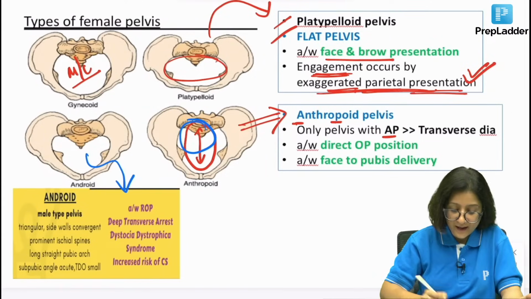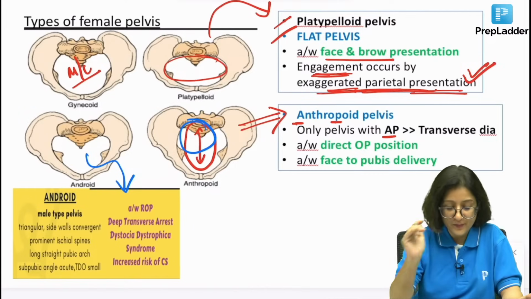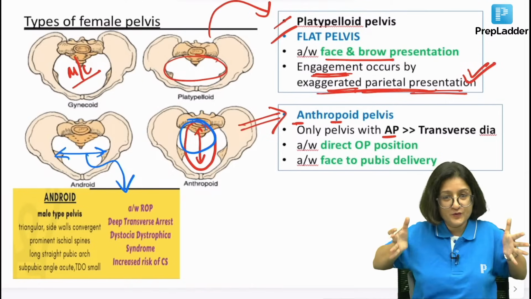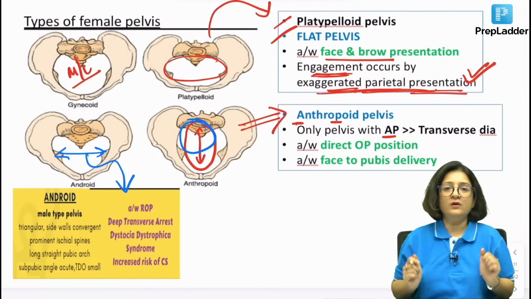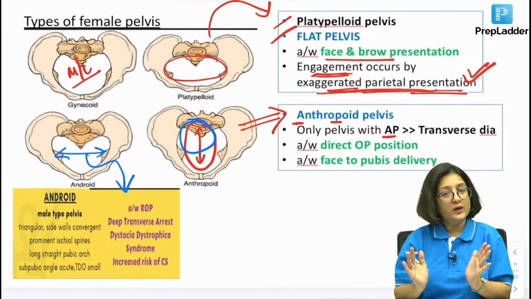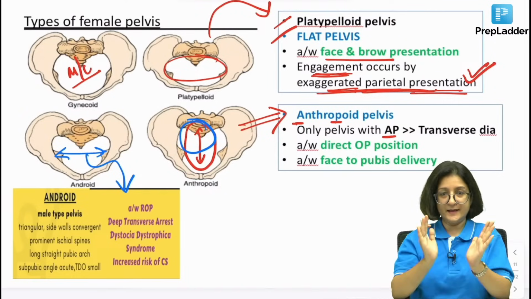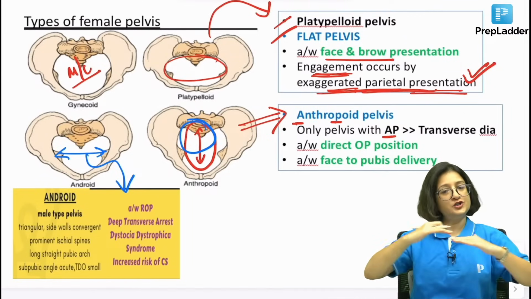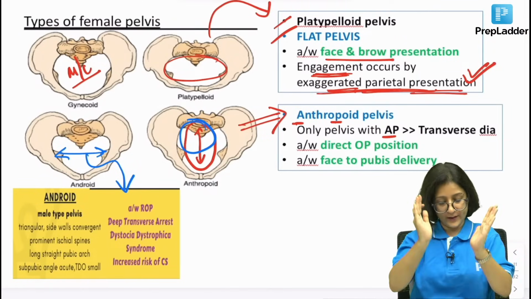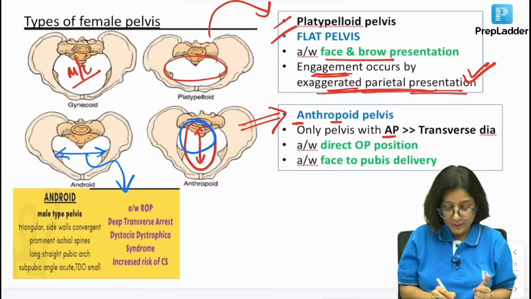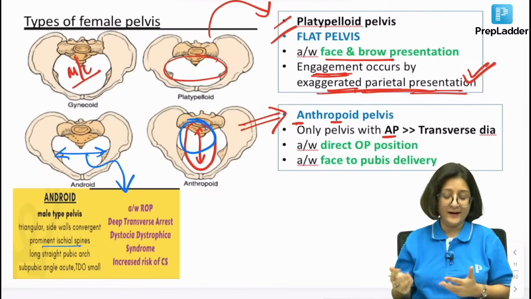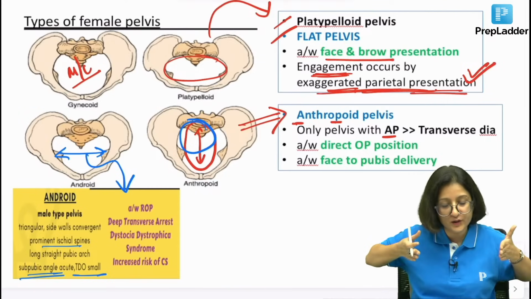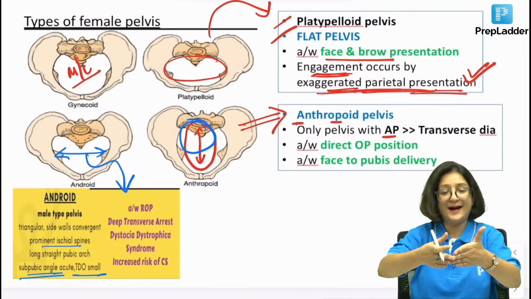And then we have the android pelvis. This is the male type of pelvis. We can see that it is triangular, right? Triangular from posterior to anterior, triangular from top to bottom. So what do we realize? We realize that the outlet in this pelvis is going to be narrow. The interischial spine diameter, right, it is going to be narrow. And there can be prominent ischial spines and everything, right? So the TDO is also small. The subpubic angle is also acute because it is triangular posterior to anterior.